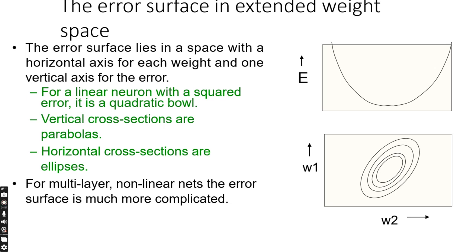Every time the error is calculated, it is plotted in a graph with the help of x and y axes. The error surface lies in a space with a horizontal axis for each weight and one vertical axis for the error. Please understand how the error surface is plotted. So you can plot the error on an error surface. The horizontal axis, the x-axis, is weight, and the vertical axis, the y-axis, is error. That is what the diagram denotes: E is vertical, weight is horizontal.